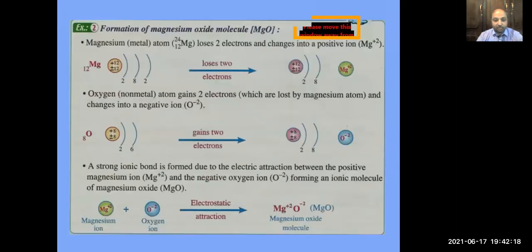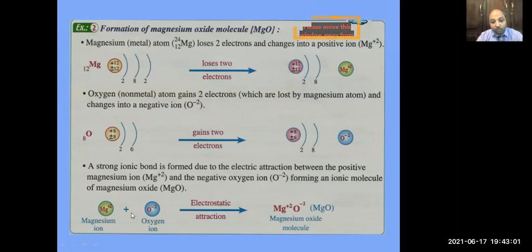Let's see some examples. The first example, formation of magnesium oxide, MgO. The magnesium metal atom loses 2 electrons and changes into a positive ion, carrying 2 positive charges. Oxygen, a non-metal atom, tends to gain 2 electrons to complete its outermost energy level with 8, which are lost by the magnesium atom, and changes into a negative ion.